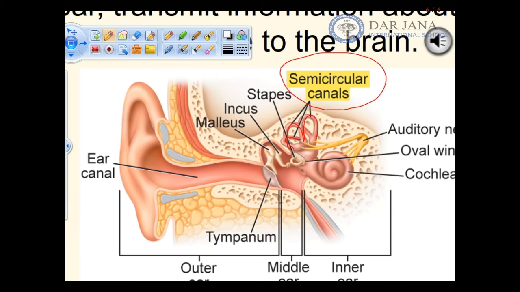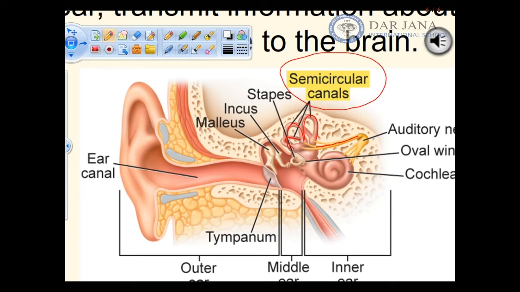These canals are also filled with fluid, and they also contain hair-like cells that contain mechanoreceptors. As you can see, there is a part of the auditory nerve connected to the semicircular canals here that relays information to the brain about the balance of the body. If you're balanced or not, the balance of the body, the posture of the body.